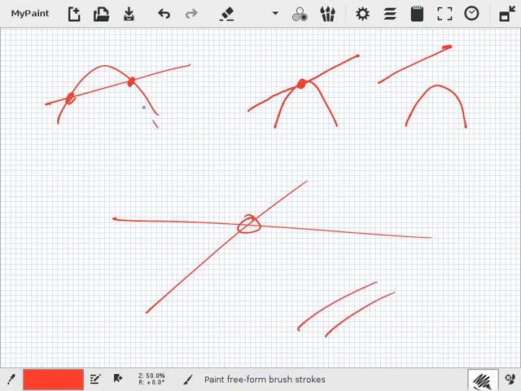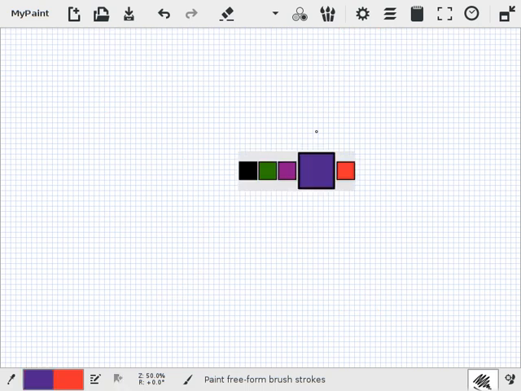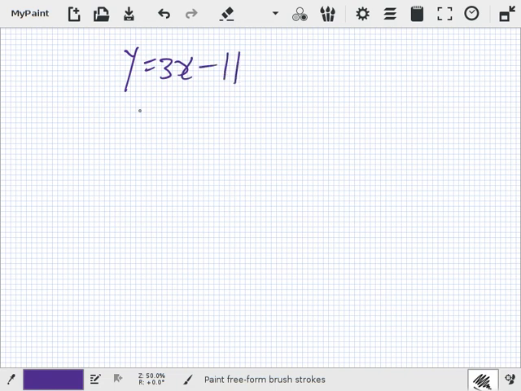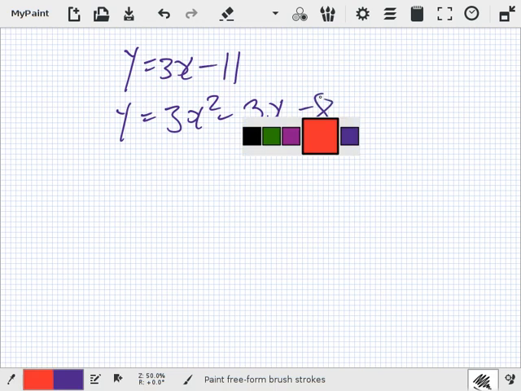Okay? So I've just done an example with two solutions. Now let's have a look at another one. Okay, let's try this one. y equals 3x minus 11 and y equals 3x squared minus 3x minus 8. So again, make them equal.